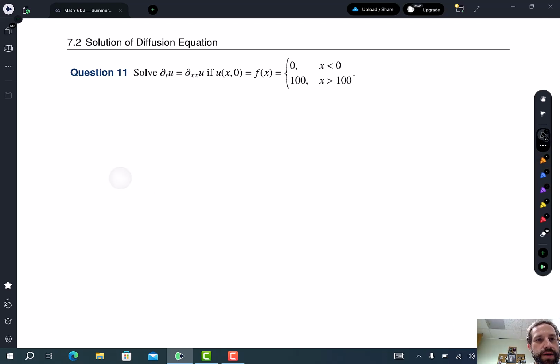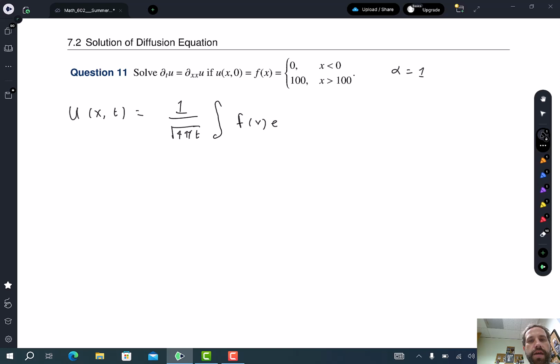The solution u of x,t. Okay, so notice here alpha is equal to 1. So u of x,t is equal to 1 over the square root of 4 pi t times the integral of the initial data, which is f of y, e to the minus (x minus y) squared over 4t dy.